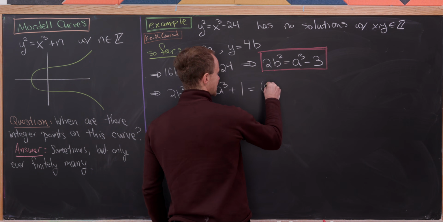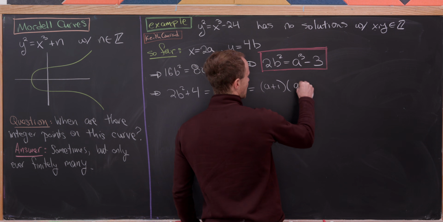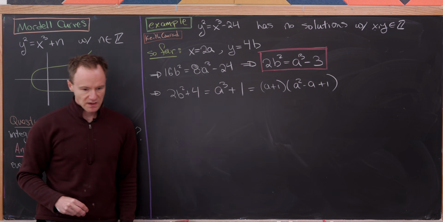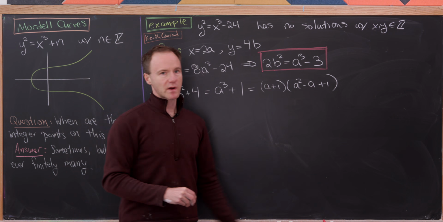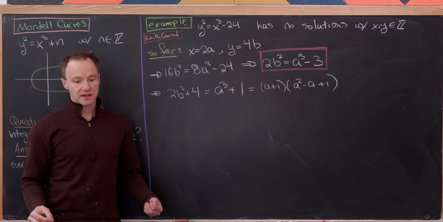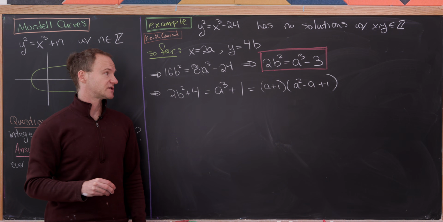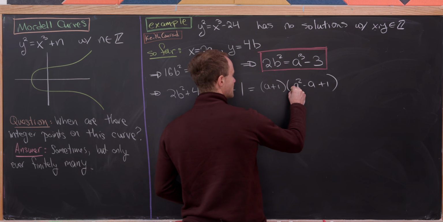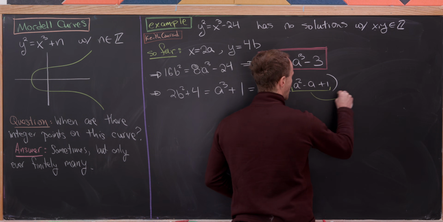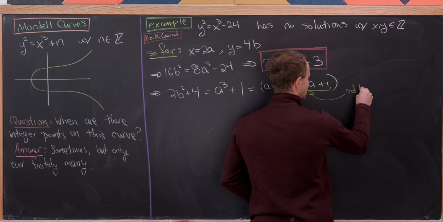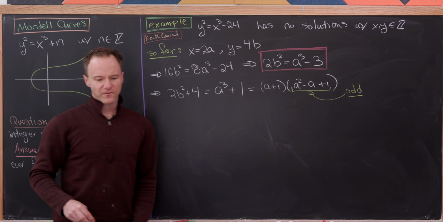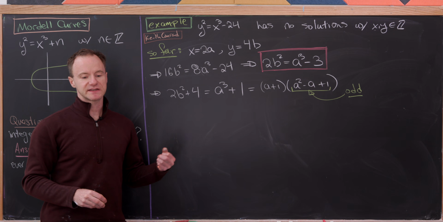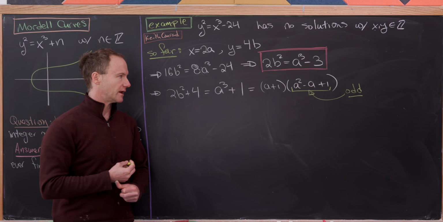Now let's write this as a plus 1 times a squared minus a plus 1. But now let's observe that a squared and a have the same parity. That means their sum and difference is always even. But that means when we add 1, we most definitely get an odd number. So this thing is odd. Furthermore, it's fairly easy to check that not only is it odd, but it's bigger than 1.